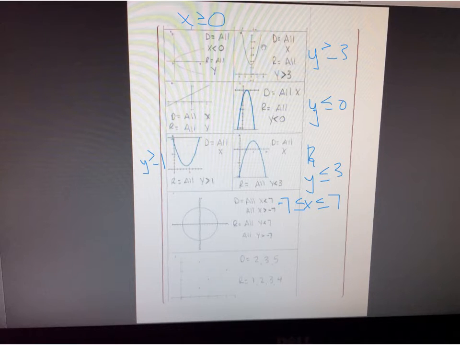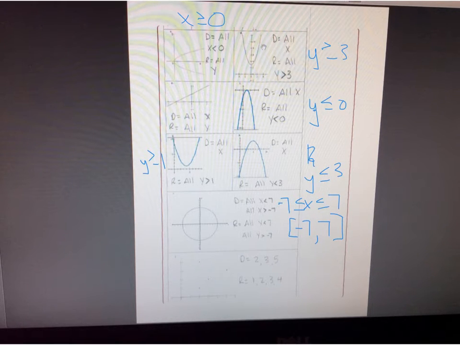There's also another convention to write domain and range when it's an interval, and it's called interval notation. We're going to use a square bracket to show that minus 7 is one of the values included in the domain, and the highest value included in the domain is positive 7, and we're going to end that with a square bracket.